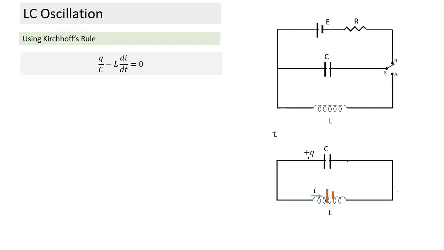Second thing we need to know: this current I and Q are related. Where is this current coming from? The charge is getting transferred from this plate to the other plate, so charge is getting reduced. The rate of reduction of this charge is nothing but current. So I is equal to the rate of reduction of charge, which is minus dq by dt. When we take this kind of convention, current has to be equal to minus dq by dt.